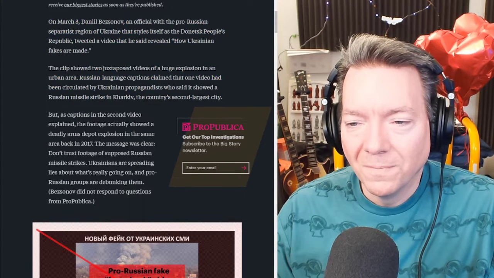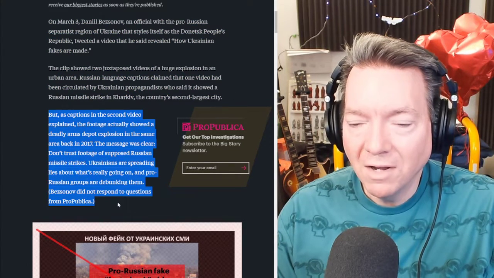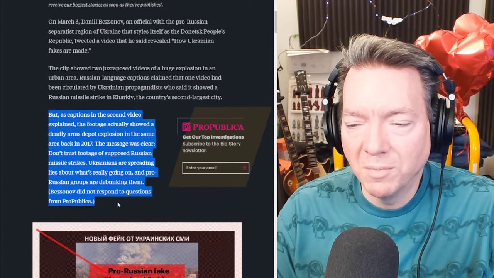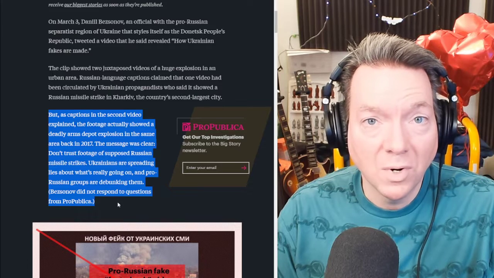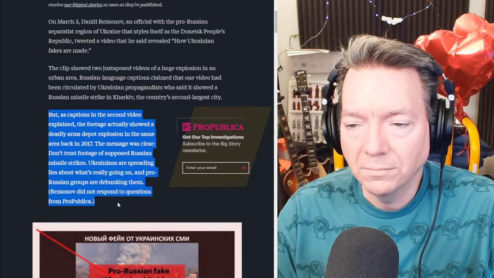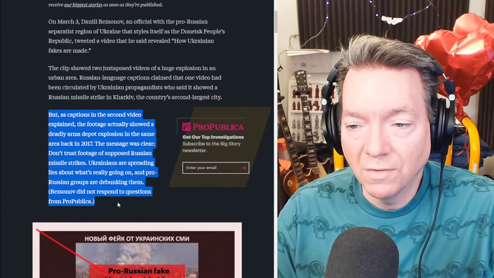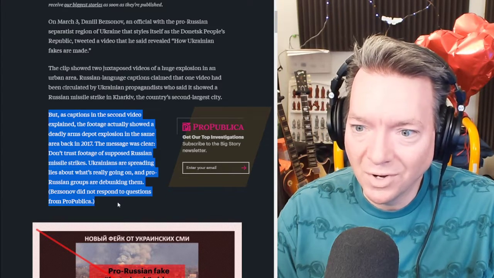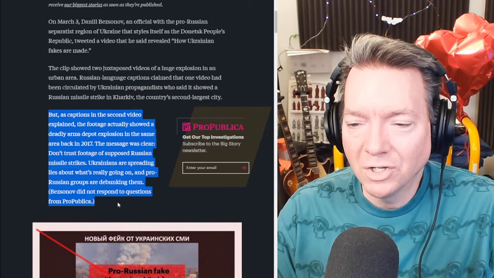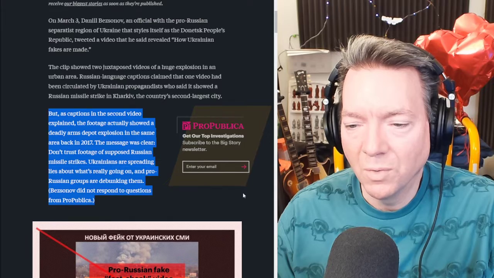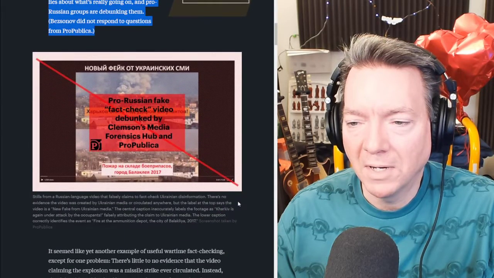But, as captions in the second video explained, the footage actually showed a deadly arms depot explosion in the same area back in 2017. The message was clear. Do not trust footage of supposed Russian missile strikes. Ukrainians are spreading lies about what's really going on, and pro-Russian groups are debunking them. Brezhnev did not respond to questions from ProPublica.